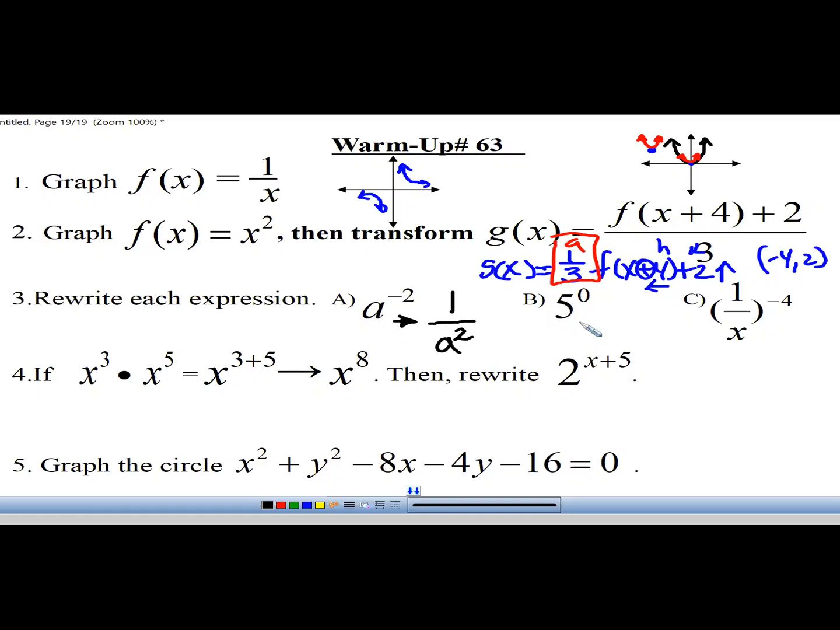Okay, part B, 5 to the 0 power. Whenever you have any number to the 0 power, the answer will always be 1. Anything to the 0 power is 1.